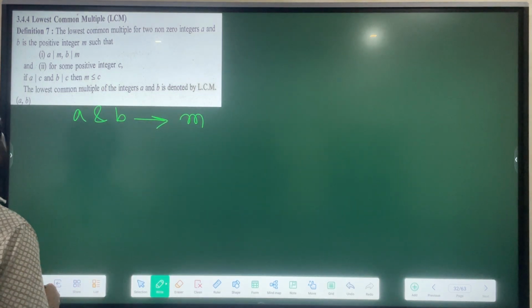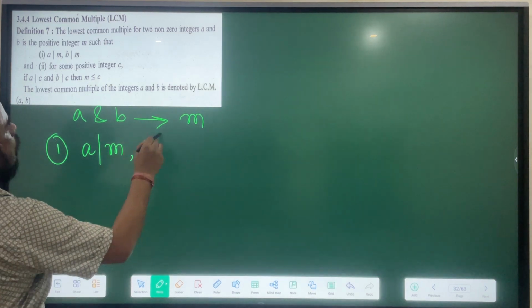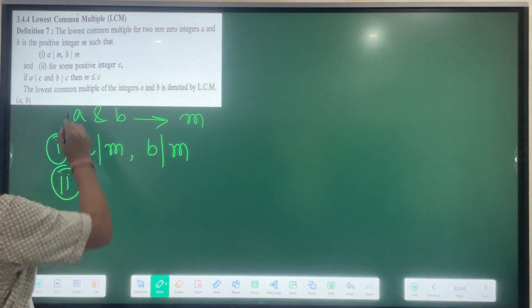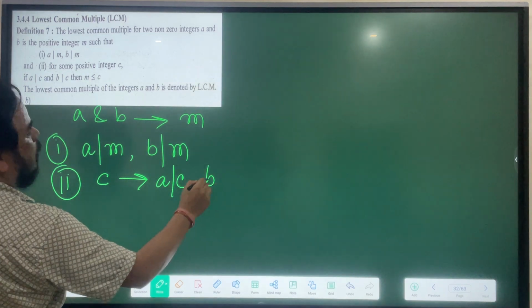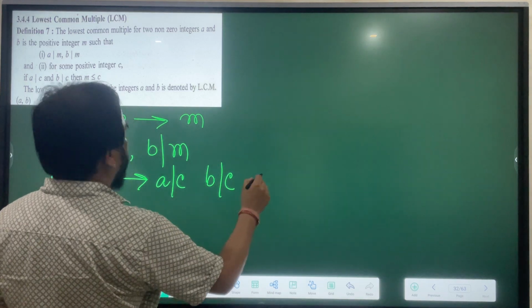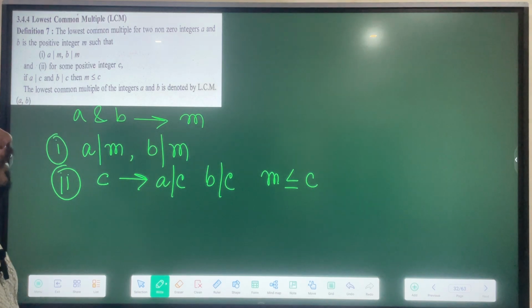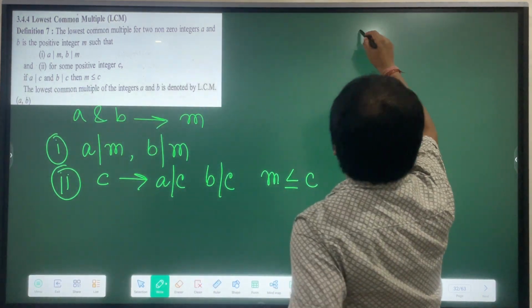So number 1: A divides M, B also divides M. Number 2: for some positive integer C, if A divides C and B also divides C, then M will never be greater than C. M is smaller than or equal to C. This one you can do by example. A and B. Look here.